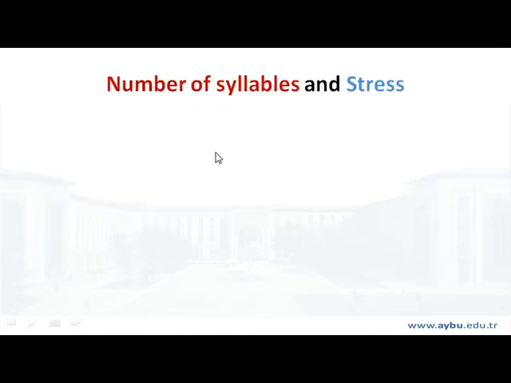Now, number of syllables and stress. How can we understand the number of syllables by using this dictionary? As you see, there is a dot here which separates and shows the number of syllables. Import has 2 syllables. Why should we know the number of syllables? Words with more than 1 syllable carry stress. This is another important thing that most students are unaware of. What is stress? And how can we recognize the place of stress? As you see, this symbol is stress.